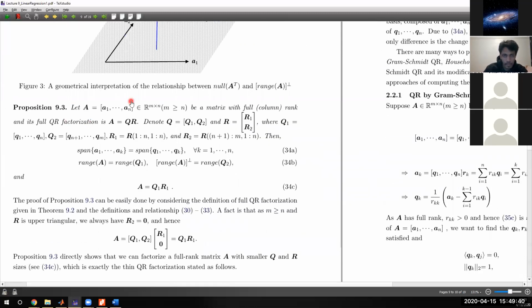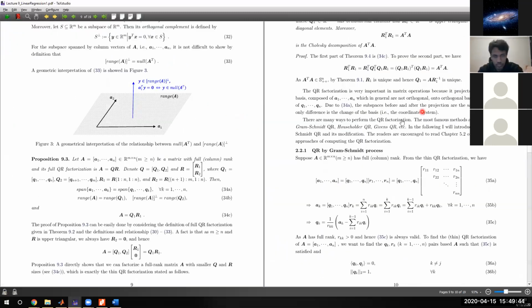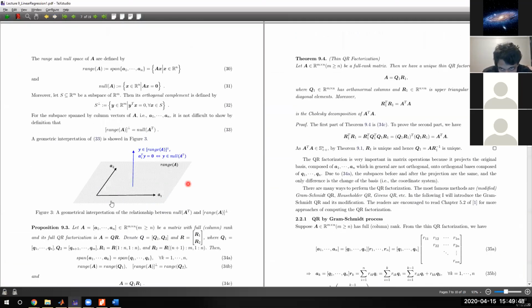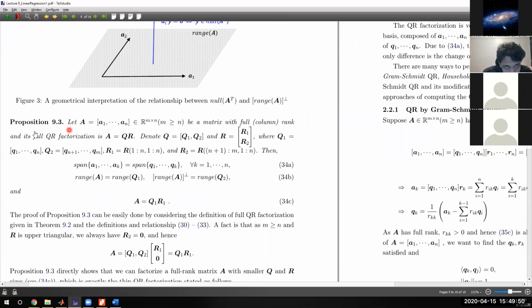Let's start from the full QR factorization first. As we mentioned here, we do have a QR factorization for A. Now for the thin QR factorization, I denote Q equal to Q1 and Q2. I decompose it to be 2 parts. And I decompose R to be 2 parts as well.